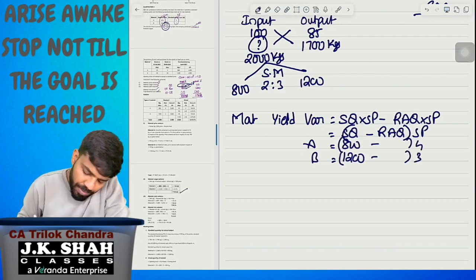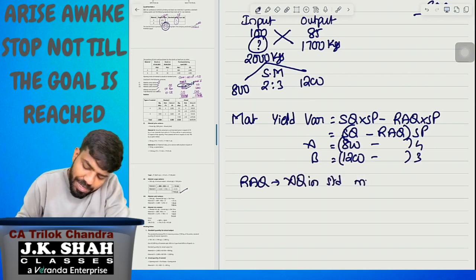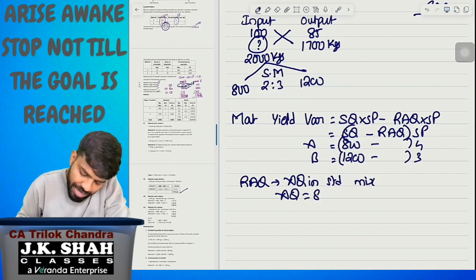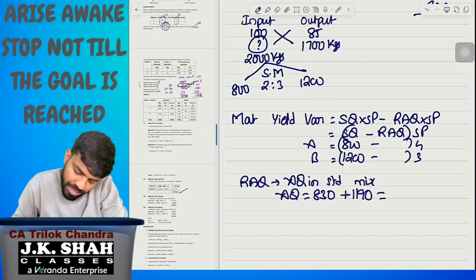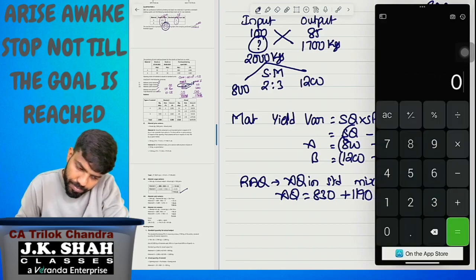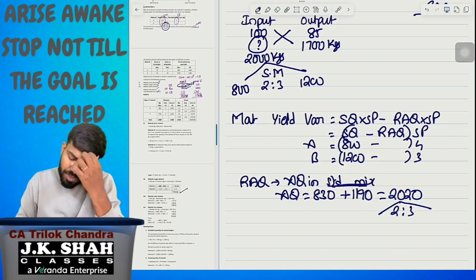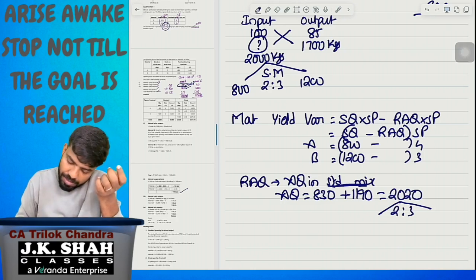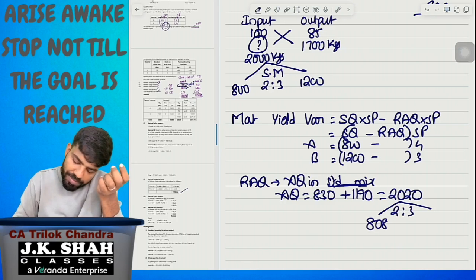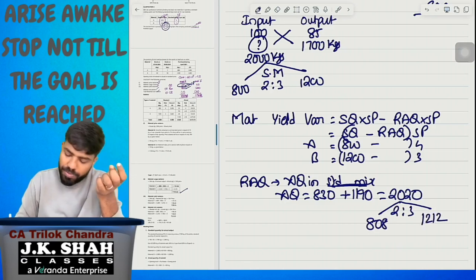Standard price is 4, 3. What is RAQ? RAQ stands for actual quantity in standard mix. So actual quantity equal to 830 kgs of A plus 1190 kgs of B, which equals 2020. This will divide in the standard mix, 2:3. So we can take it as 808 and 1212.